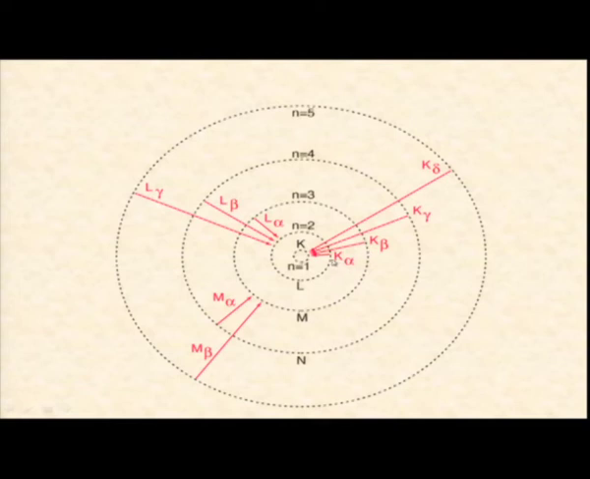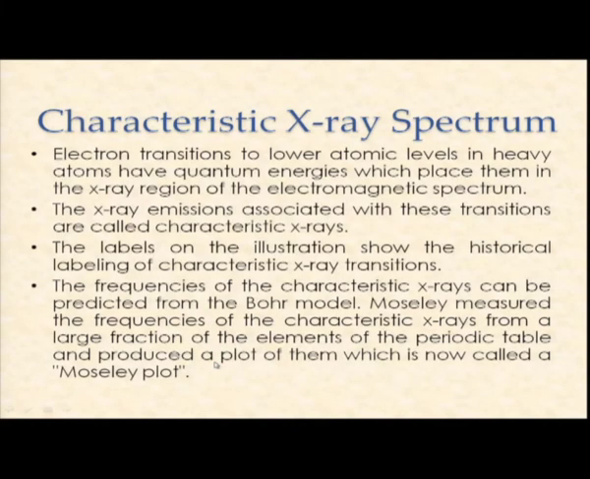So, when a transition takes place from n is equal to 2 to n is equal to 1, K alpha lines, transition from n is equal to 3 to n is equal to 1, K beta lines. Like that other K lines are produced. These M alpha, M beta lines are produced when a transition from n is equal to 4 to n is equal to 3, M alpha lines takes place. Then a transition from n is equal to 5 to n is equal to 3, then M beta lines are produced. This is how characteristic X-ray spectrums are labeled and understood.